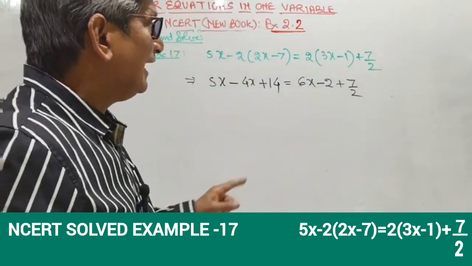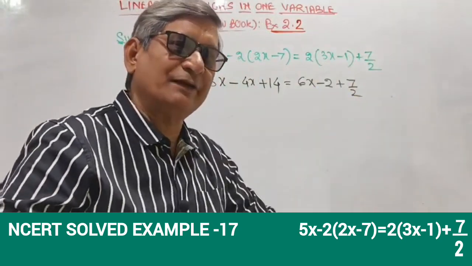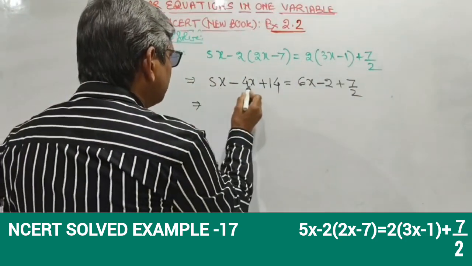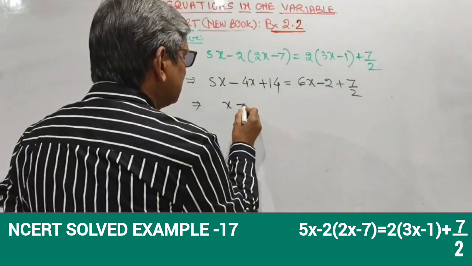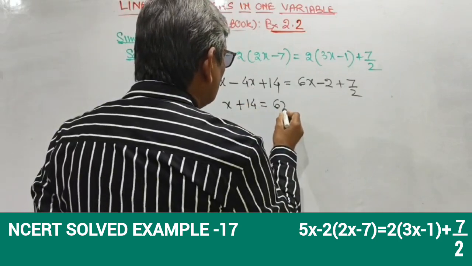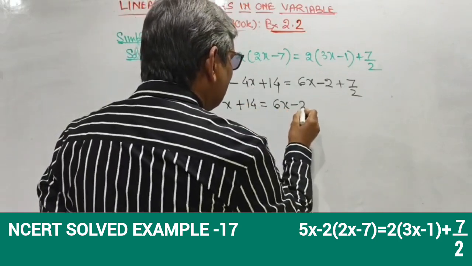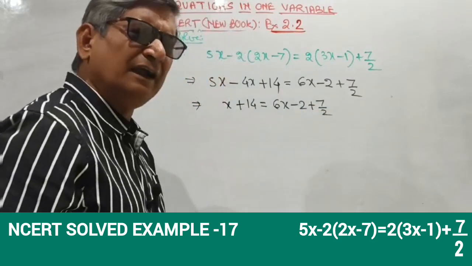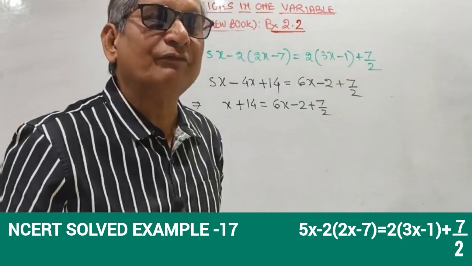Remember, we have not touched the 7 by 2, we have left it as it is. Now let's see what is actually going to happen. This is 5x minus 4x. It is x plus 14 is equal to 6x minus 2 plus 7 by 2. Ultimately, you have to get the value of x.